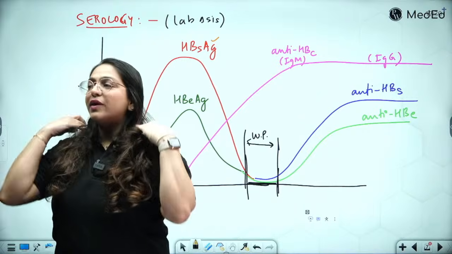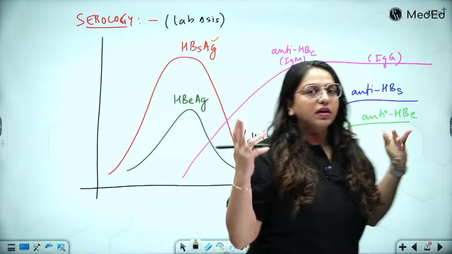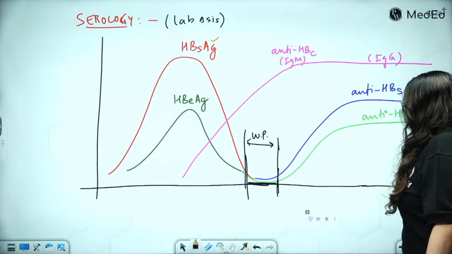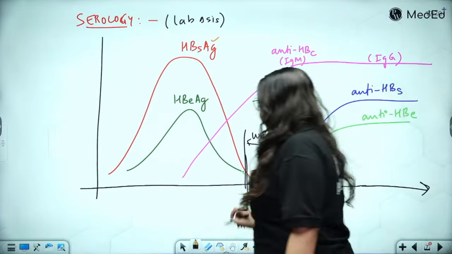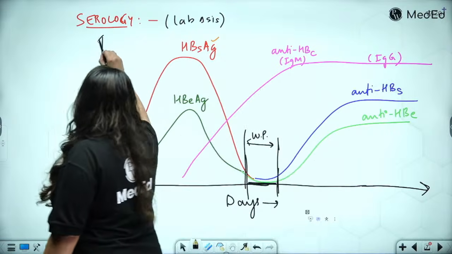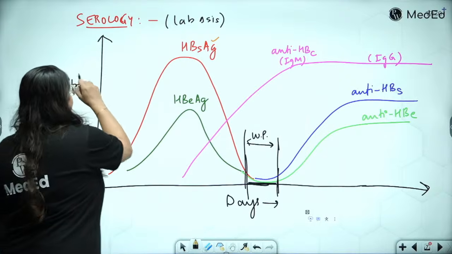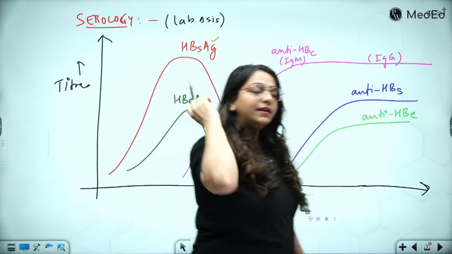All right, so you can easily draw this graph. It is not rocket science. It is in fact quite easy, very, very easy. Just simply write that this is the number of days here, and these are the titers over here that we are talking about, antigens and antibodies which are rising. Okay, done and done, right?